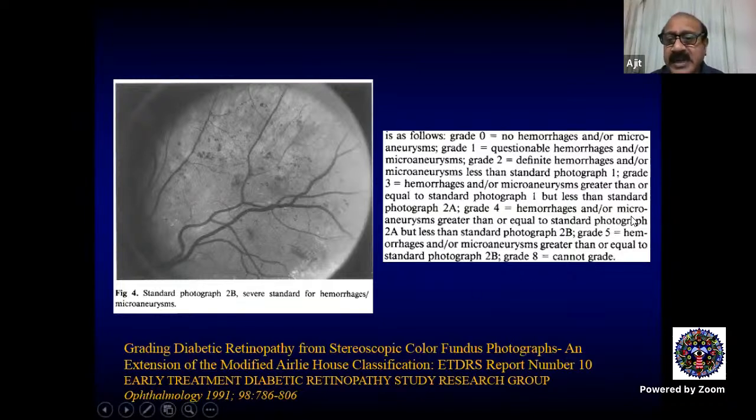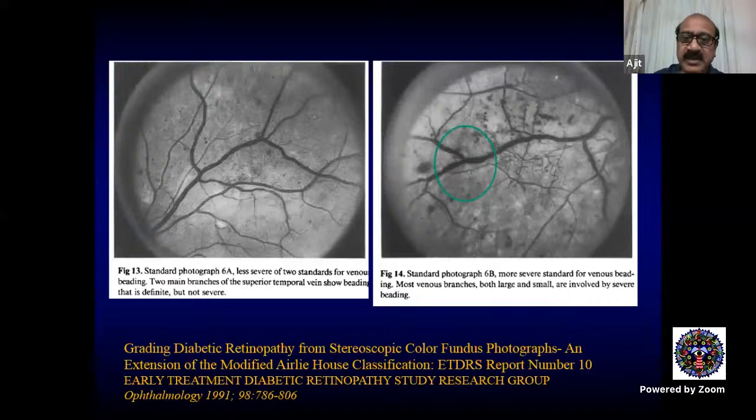Again, the grading is given very clearly here, grade 0, 1, 2, 3, 4, and each one is referred to photographs within the grades. Whenever they could not grade, it is always grade 8, cannot grade. The rest of the grades are very clearly given: grade 1 is questionable hemorrhages, grade 2 is definite hemorrhages, and grade 3 is hemorrhages and microaneurysms greater than or equal to standard photograph 1, meaning I referred to that. I will not go into great detail, but each lesion they have given with good examples and good photographs, which we will go through very quickly because it's a big classification.